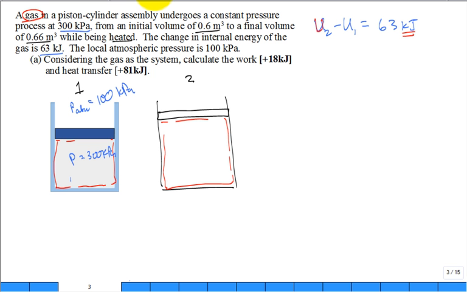Part A, considering the gas as the system, calculate the work. And here's the answer, it's 18 kilojoules. And the heat transfer, and there's the answer, it's 81 kilojoules. Okay, how am I going to calculate the work? And then how am I going to calculate the heat transfer? First of all, what are they asking me to solve? Pick a symbol for what they're asking you to solve.